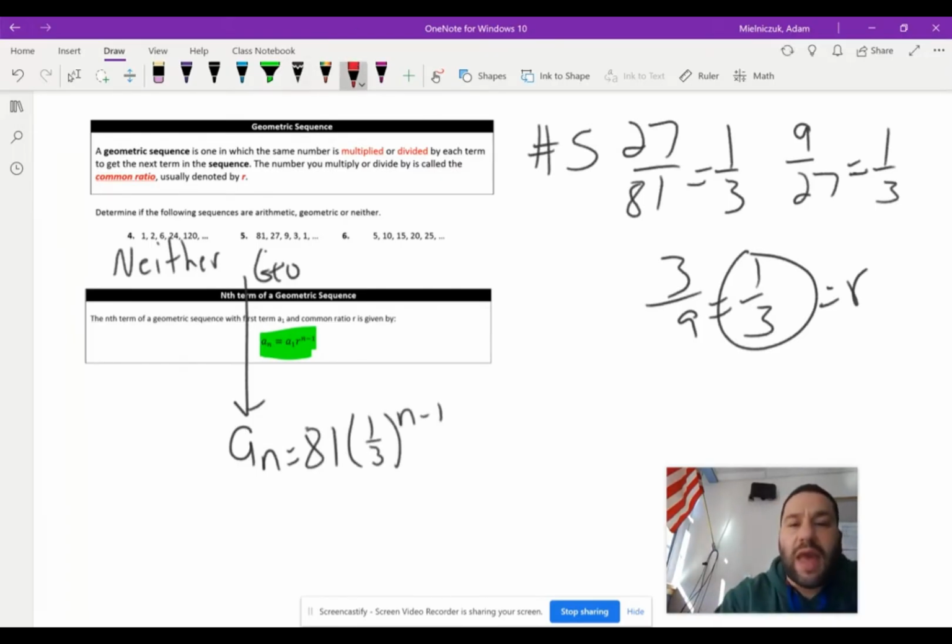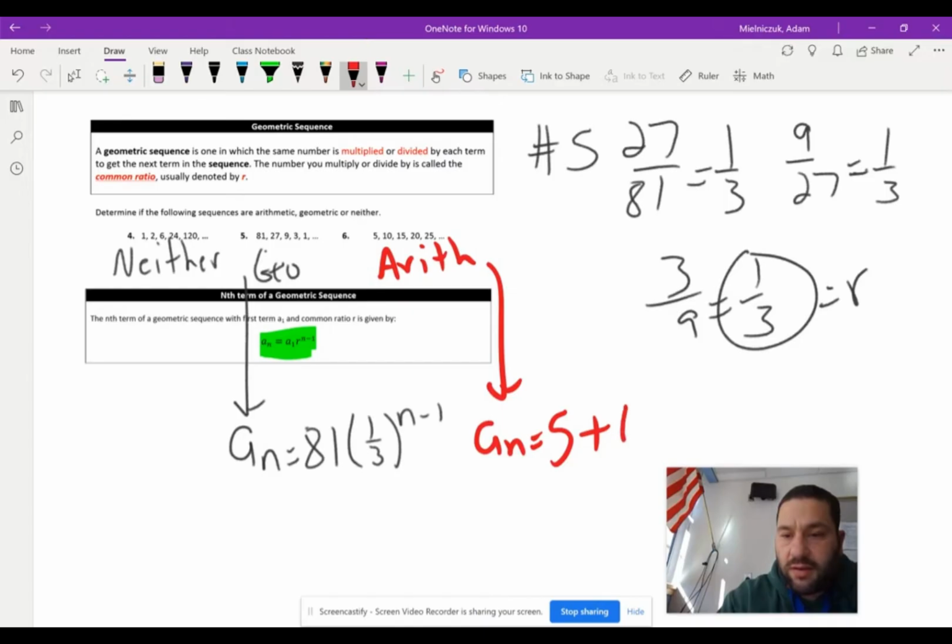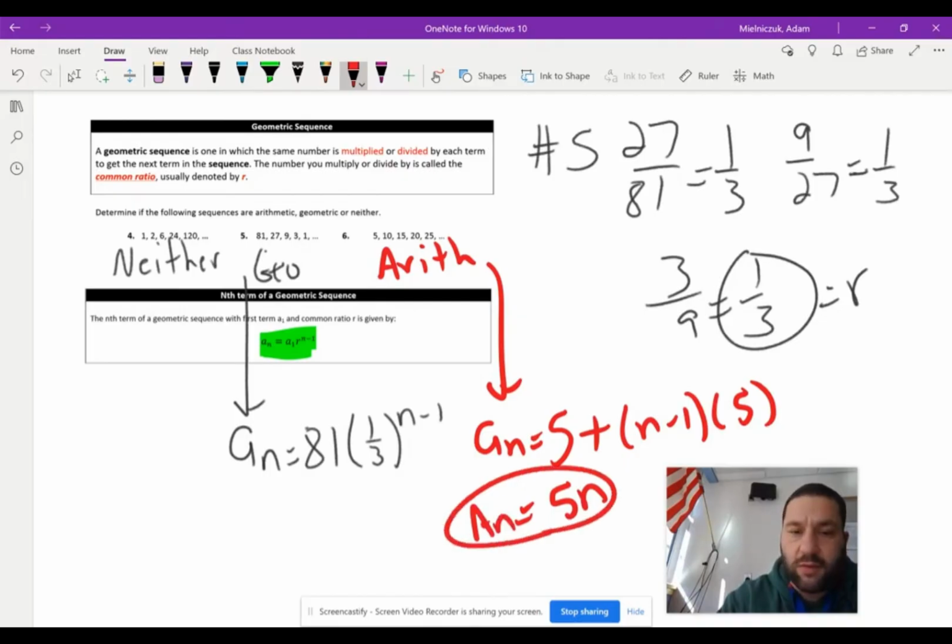All right, let's look at number 6. In number 6, I can see that this is arithmetic. It's going up by 5. So for this one, I can say my equation is a sub n is equal to my first term plus n minus 1 times my common difference of 5, which when I simplify it will be what? It'll just be 5n. A sub n equals 5n for that one.